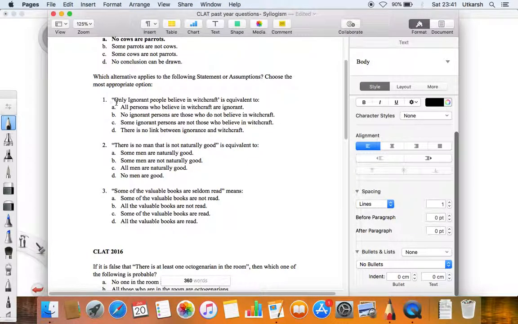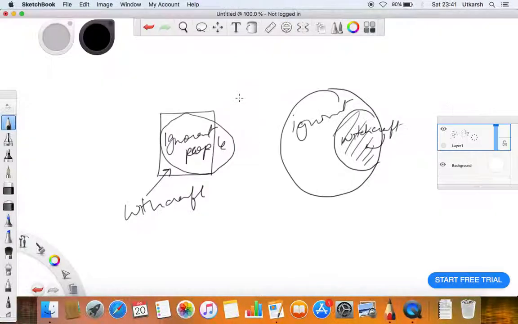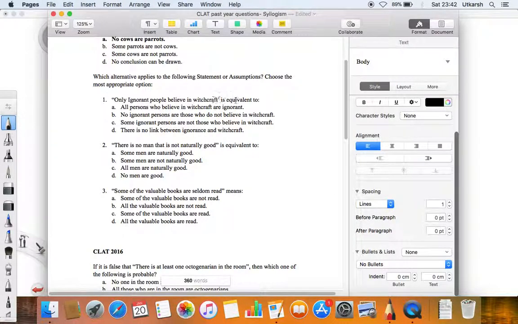So first it says only ignorant people believe in witchcraft. So whoever believes in witchcraft has to be ignorant, right? But that does not mean all ignorant people believe in witchcraft. So this may not be technically correct, but this is more intuitive. This is technically correct, and if you practice Venn diagrams, you will find this more comfortable to use. So we are just going to use this one because I find it more comfortable to use.